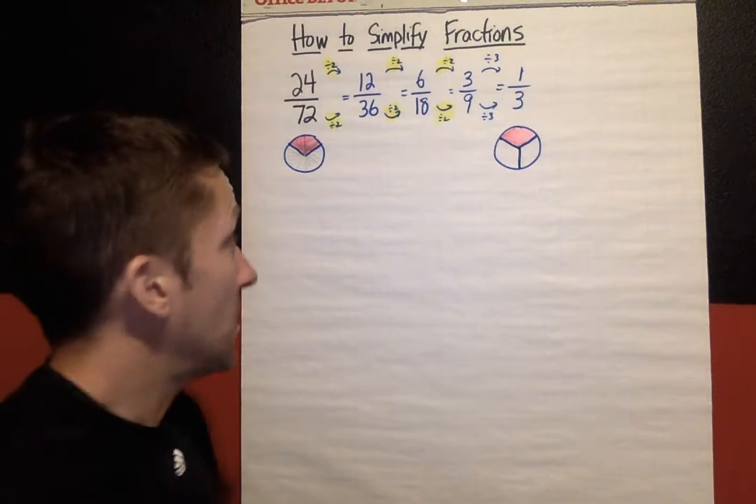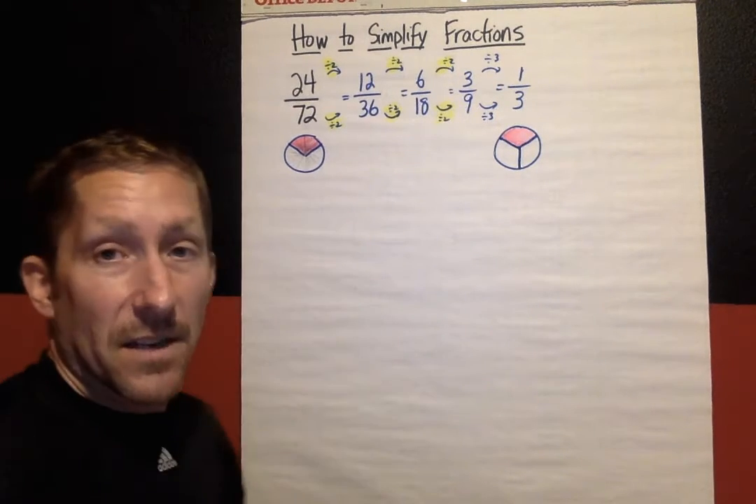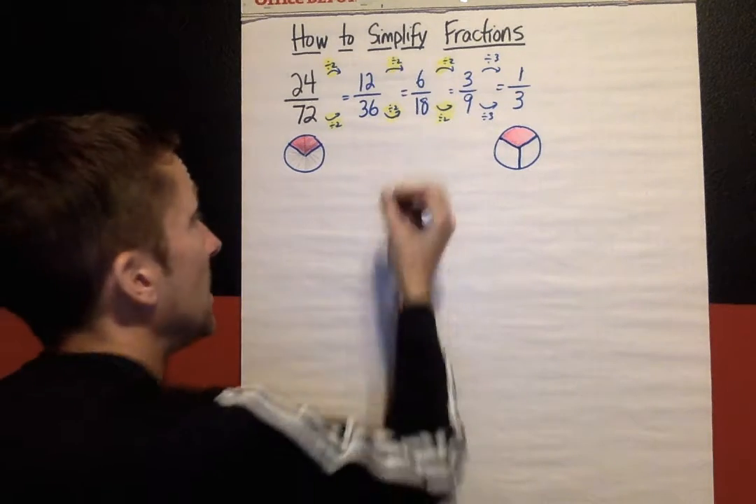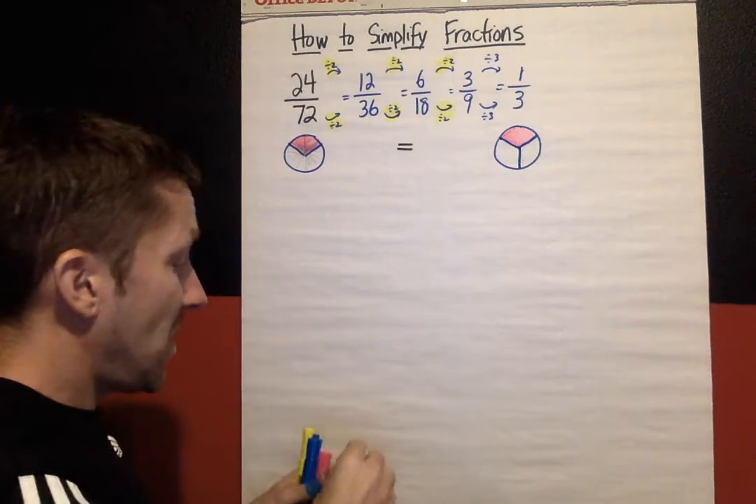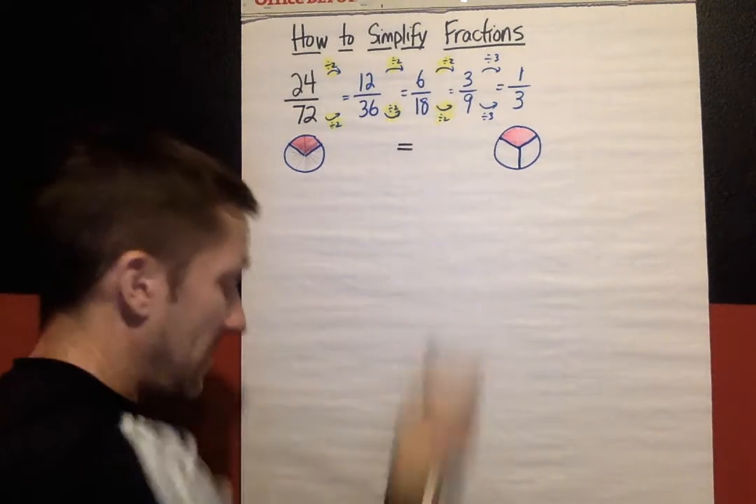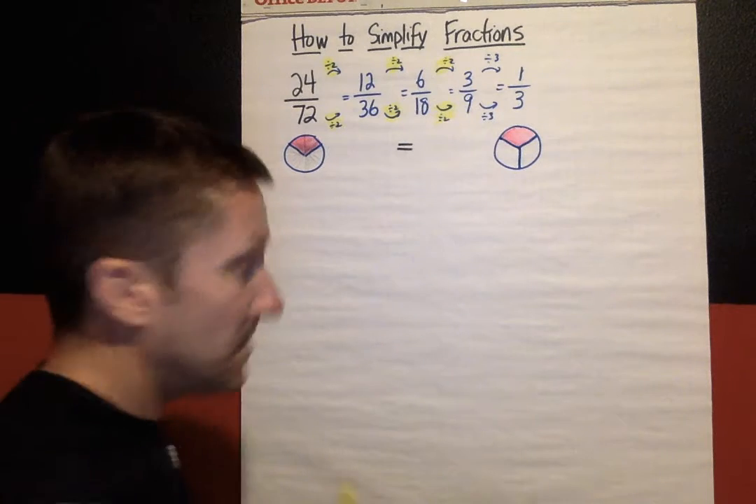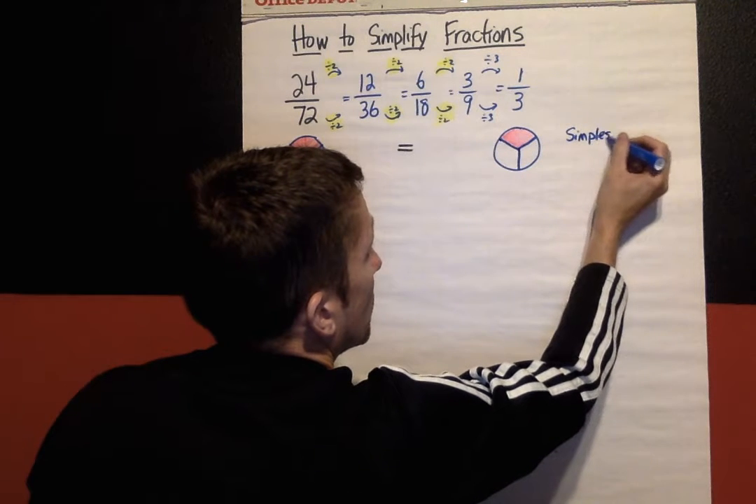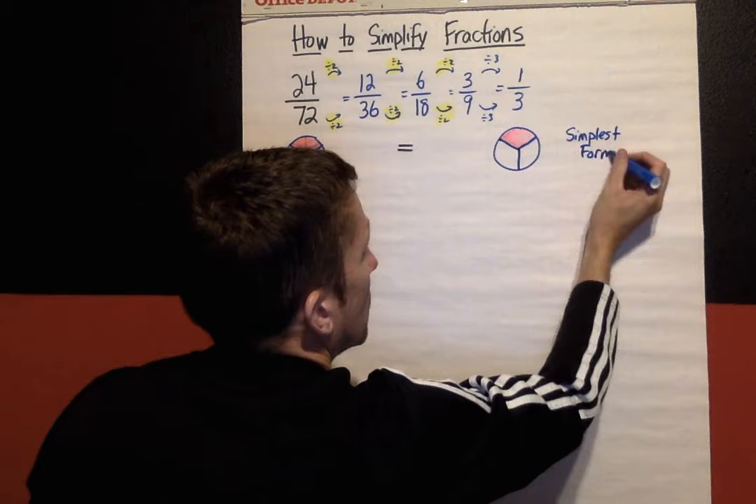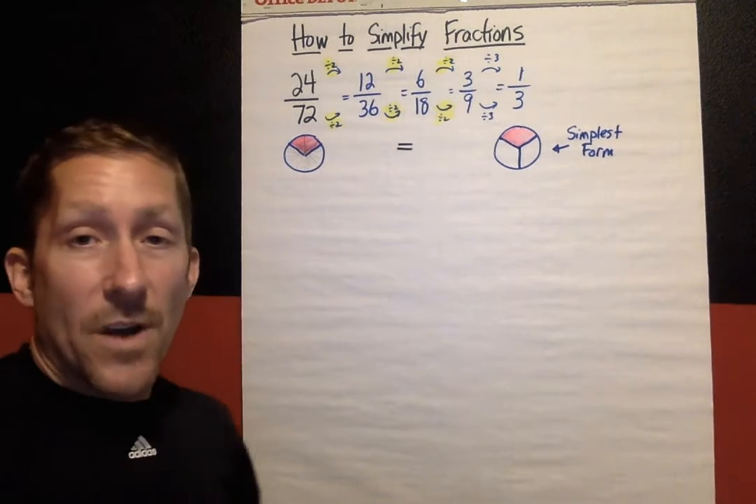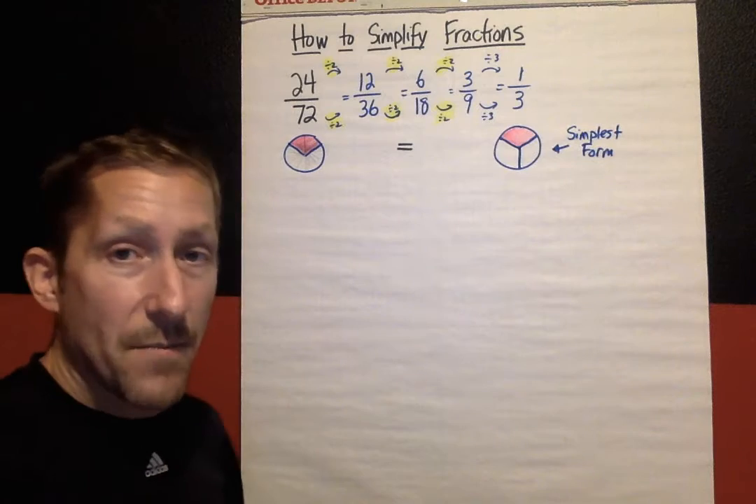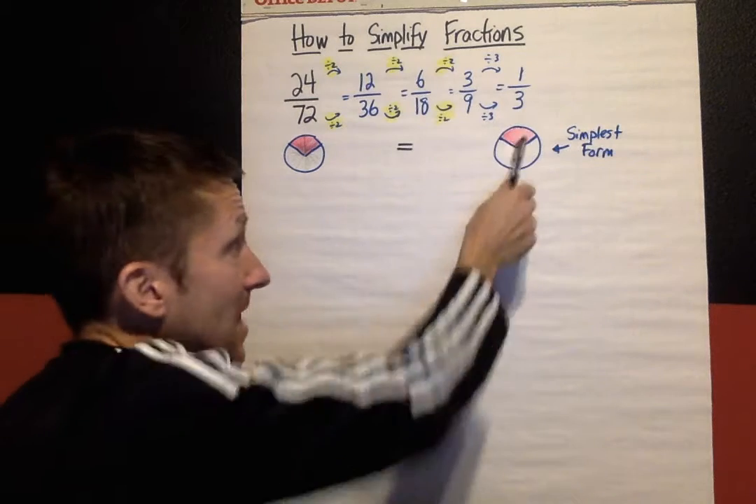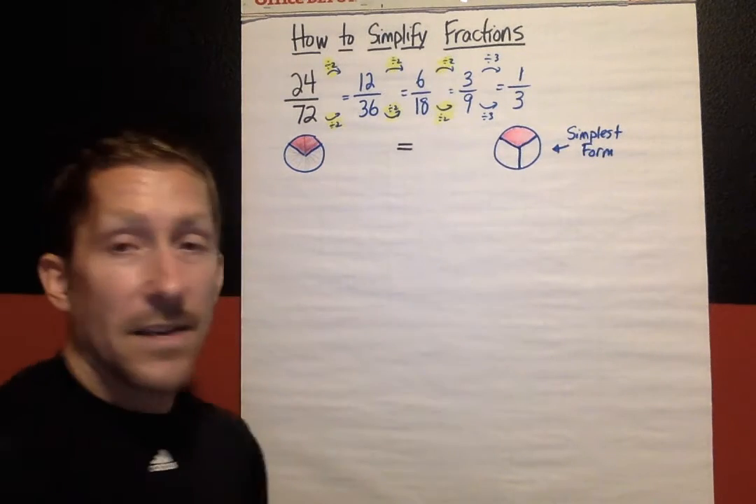So now what I want you to notice is that this pink amount of pizza is exactly the same as that amount of pizza. These are equal. This one is just cut up much more than this one. This is simplest form. It is fully simplified. 1/3 is simplified. It's as simple as we can make it, but it's that amount of pizza. 24 out of 72 is that amount of pizza. It's the same amount here. It's just that this one is simplified.